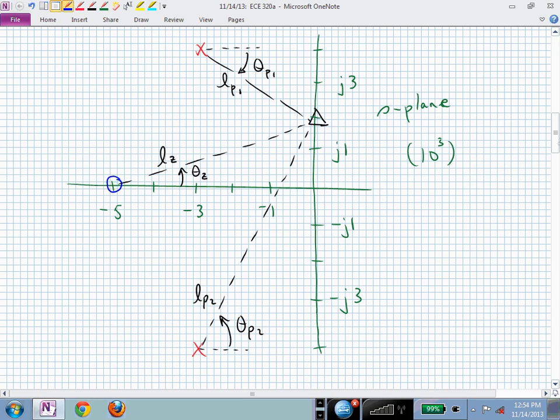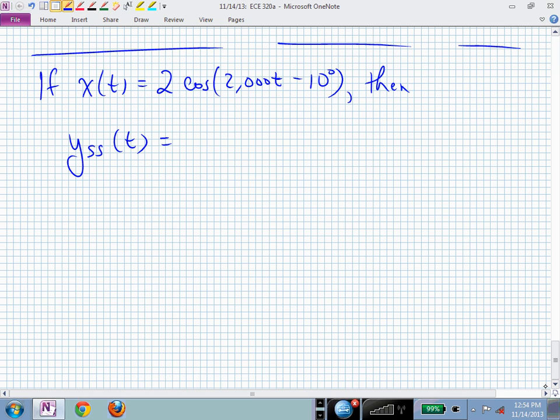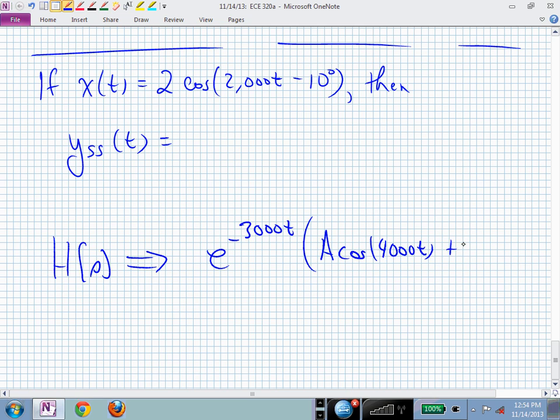How did I get 1 over 3,000? But we have our H of s that gives us poles that contribute this e to the minus 3,000t with some sines, and you said these were 4,000, plus b sine 4,000. And this is just the transient piece, isn't it? I haven't included the sinusoidal steady state. The sinusoidal steady state is produced from this guy, the x. But now this 1 over 3,000 is all because of this guy.